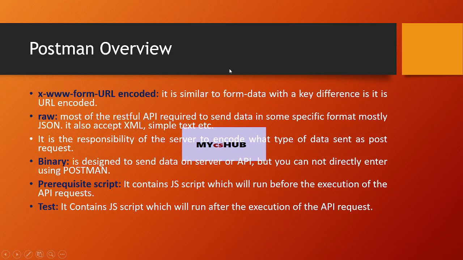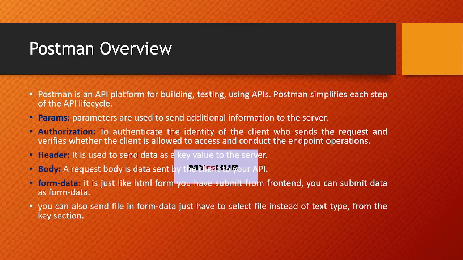Thereafter, we have the test section. It contains some JS script which will run after the execution of the API request. Now let's say your API request is executed and you get some response. Either you validate that API response manually, or you have the option to write some code with the help of JavaScript, and that code will validate whether the API response is correct or not. As per your expectation, it will validate the actual result. So the test section will be used for that.